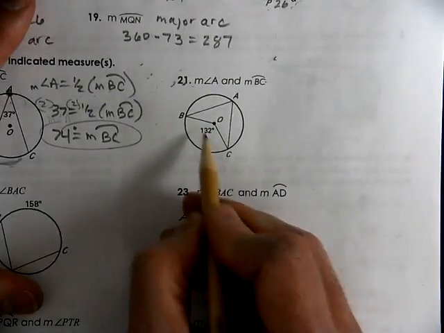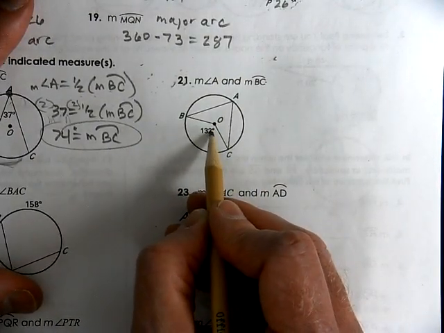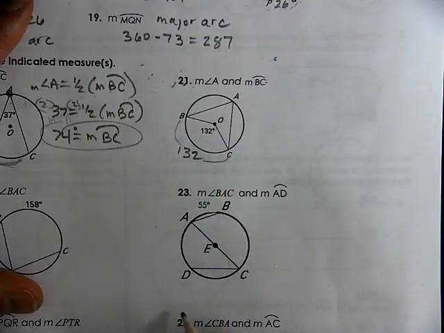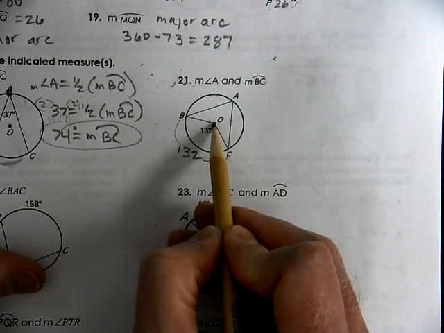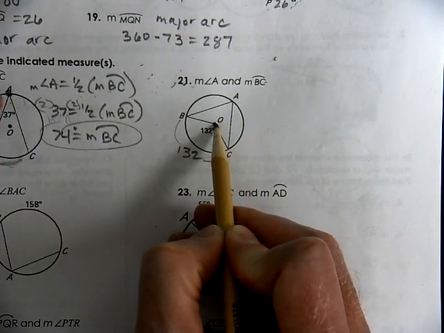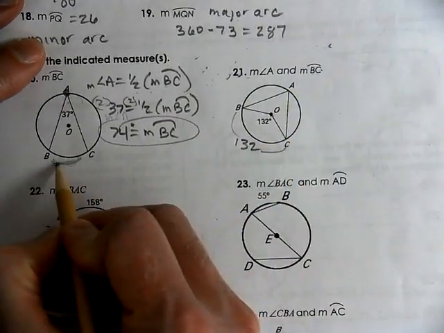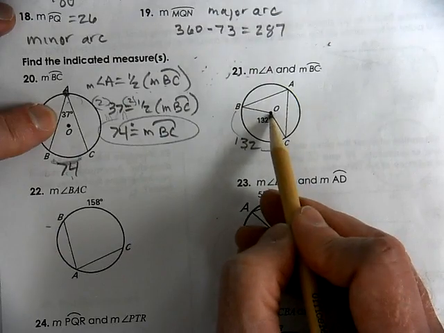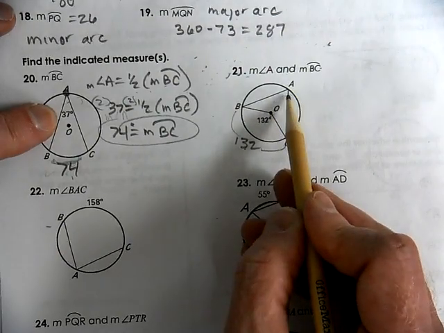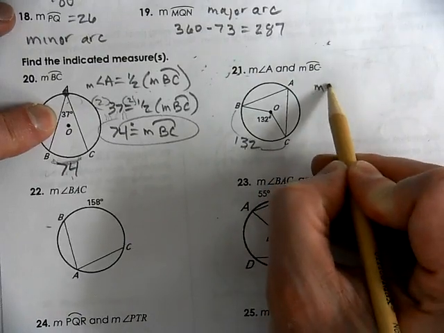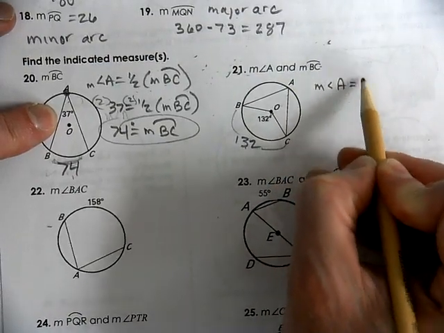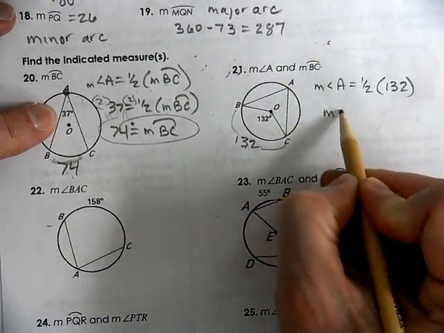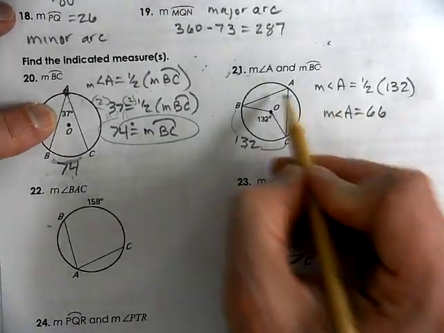Over here, we know the central angle is 132. So the arc is also 132. The central angle has the vertex at the center. Here it was at the edge. This was 74 because it's going to be half. Here it's the same because it's a central angle. But angle A is going to be half of 132. We went through that before. That's 66.